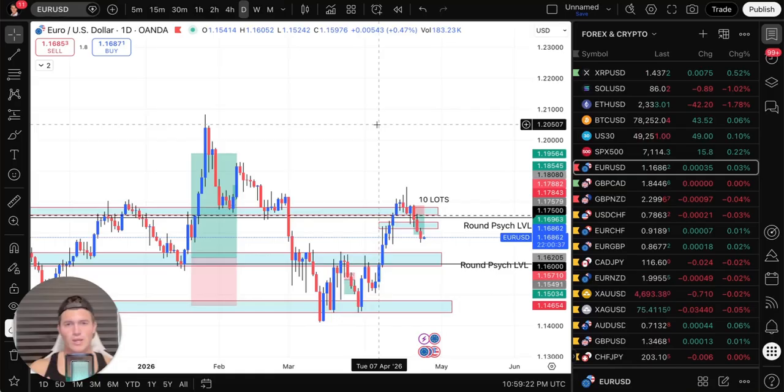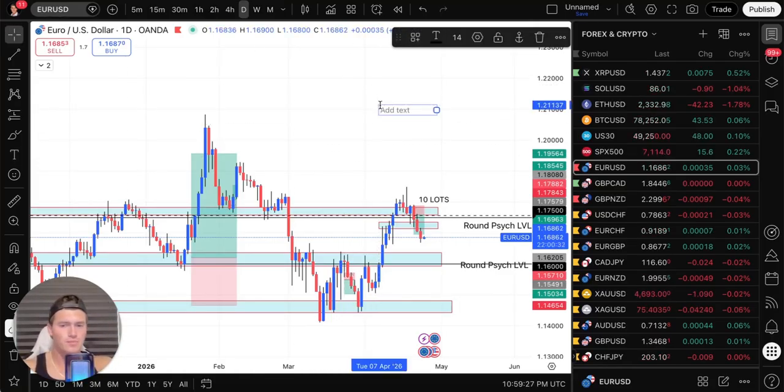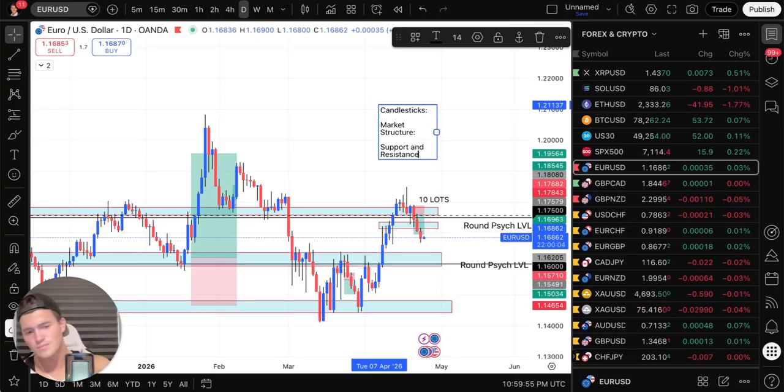Most of everything you're going to need to know, we're going to go over candlesticks. I'm going to go over market structure. We're going to go over support and resistance. We're going to go over patterns.